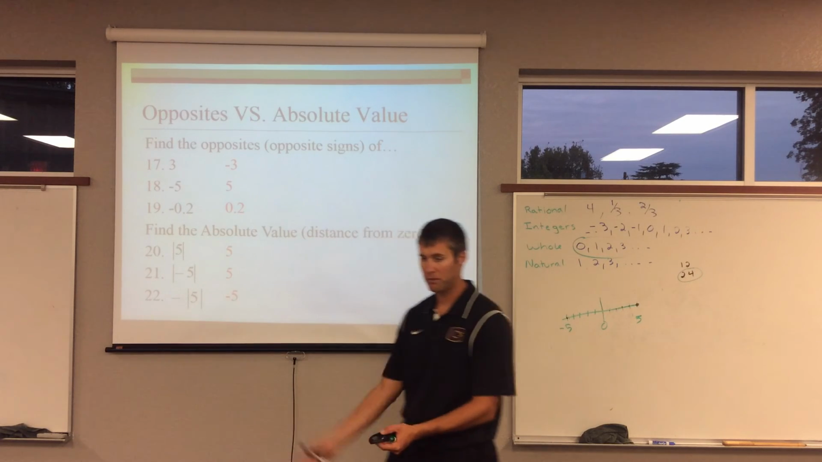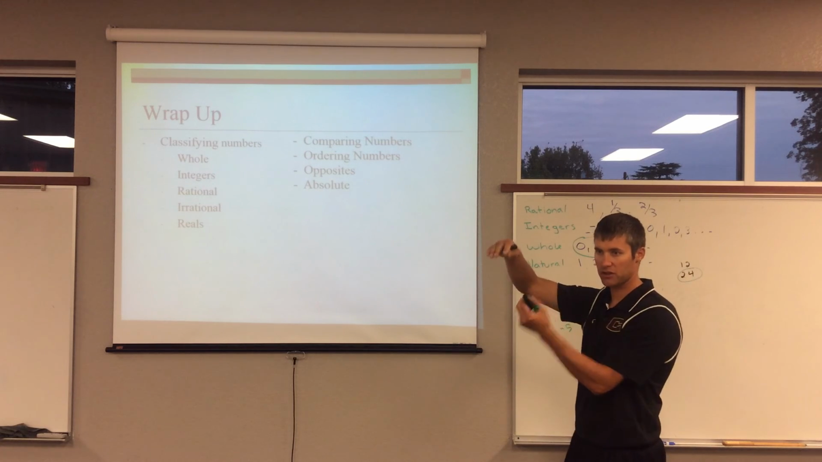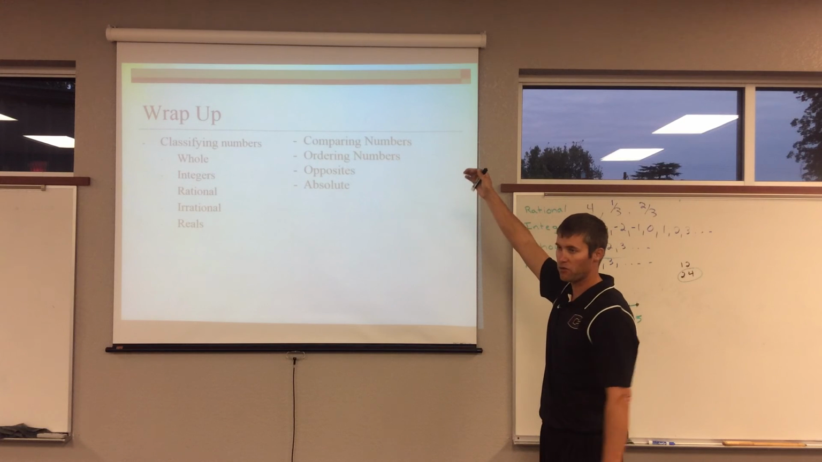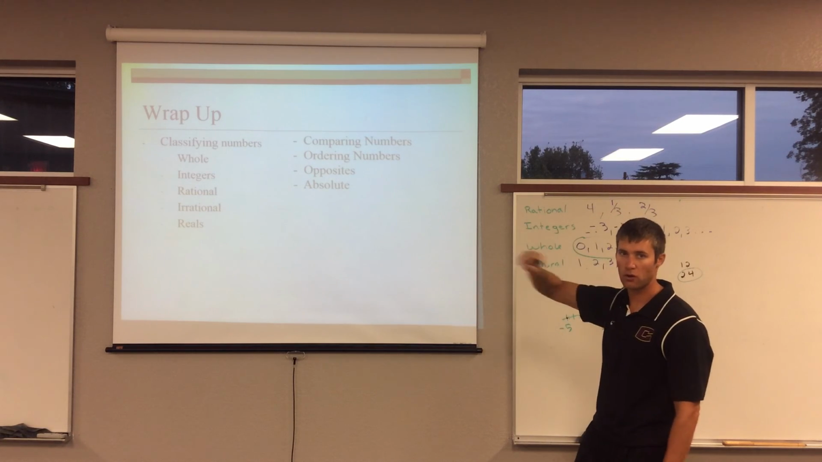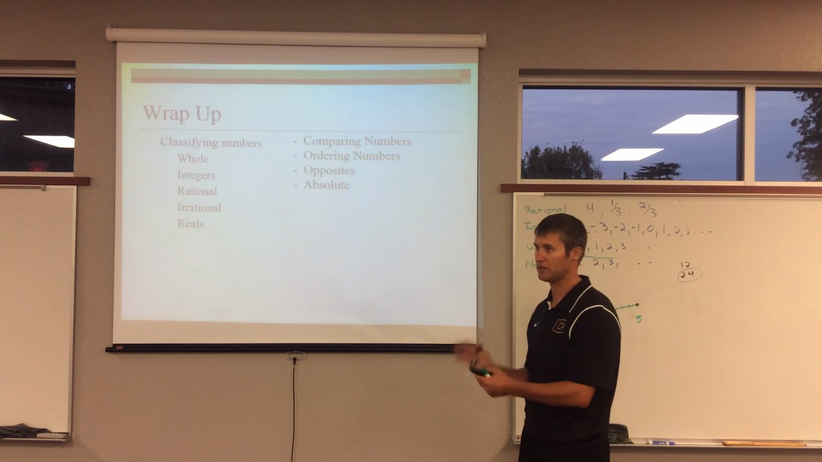So we went over quite a bit. We went over rational, which can be written as a fraction, versus irrational, which can't be written as a fraction. Then all the rational numbers can be classified as whole, integers, or natural. And then we went over and discussed organizing.